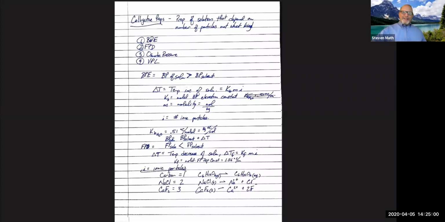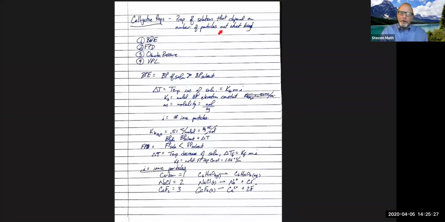Starting out on one of our latter topics here in solutions. This is called colligative properties. Now, colligative properties, I've got a nice definition for you up here: colligative properties are properties of solutions that depend not on what type of particle is present, but just on the number of particles that are present. So we don't really care what they are, we just care how many there are.